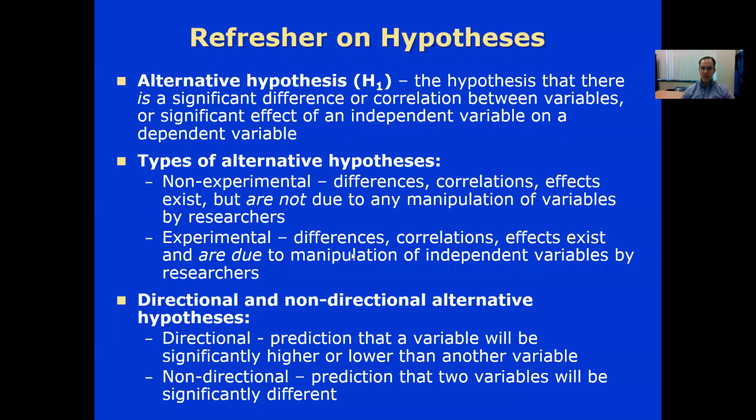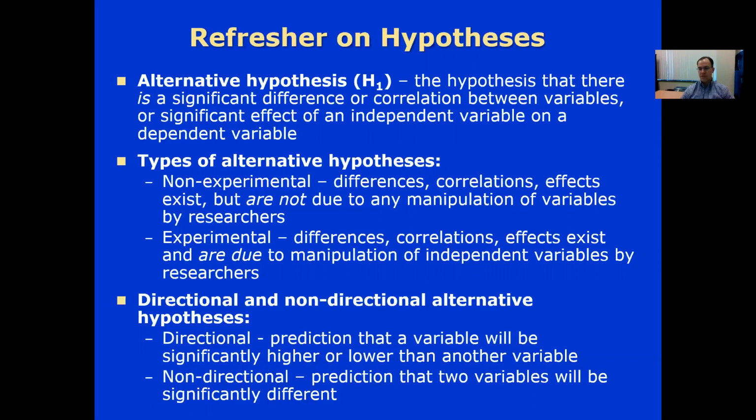Now, there are also directional and non-directional alternative hypotheses. Directional is the prediction that a variable will be significantly higher or lower than another variable. In other words, the researcher has a good idea, or at least predicts, that it's going to be higher or lower. So for example, a directional hypothesis might be that the researcher hypothesizes that this particular diet will decrease body weight over 12 weeks. Or another one would be that this resistance training protocol will produce a significant increase in overall muscle mass after 12 weeks of resistance training. So that's a directional hypothesis.